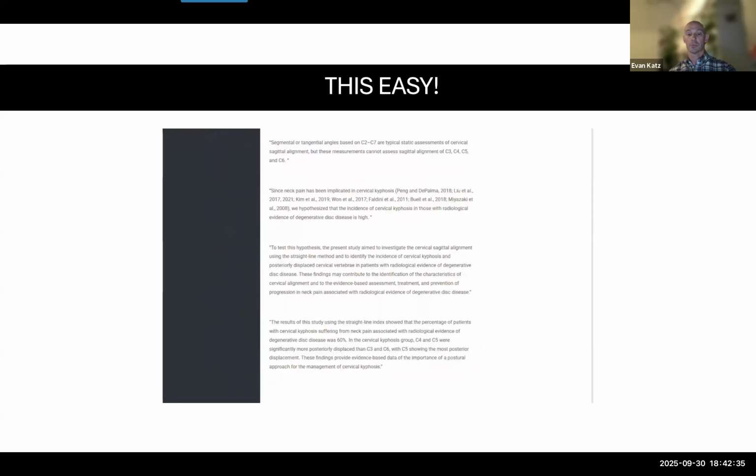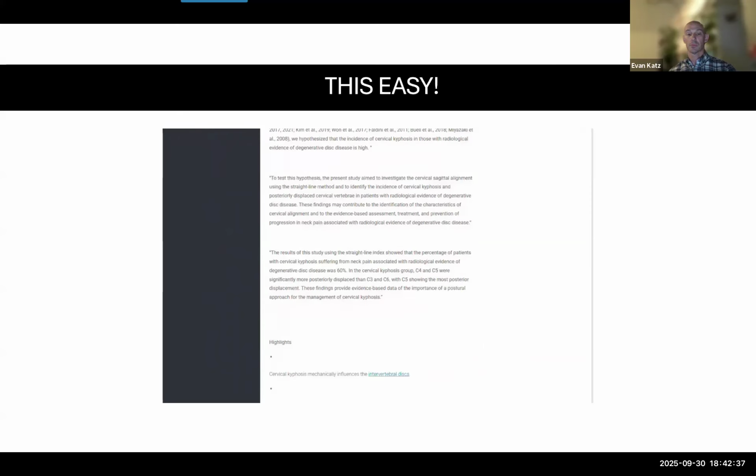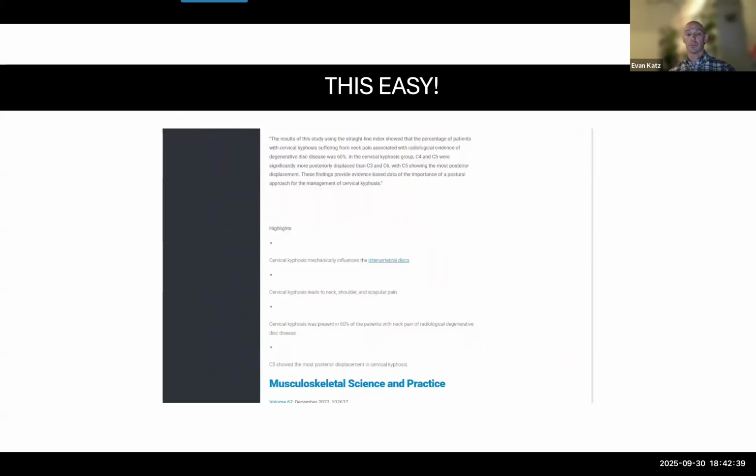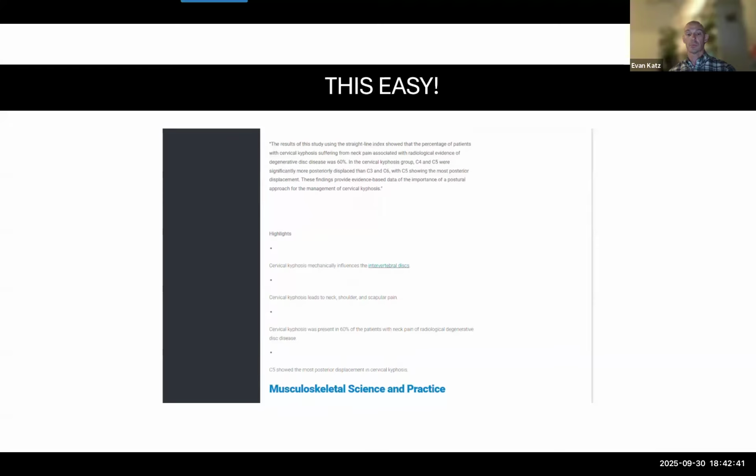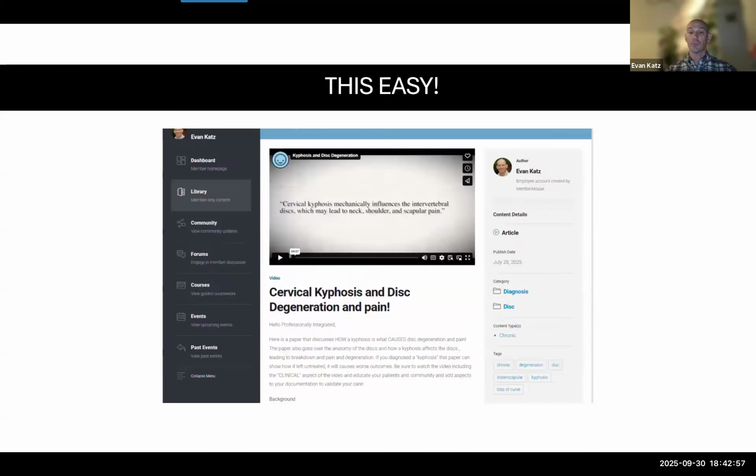Having done so, we show that measurements are normal. And here are some of the highlights. Look what it shows from the Journal of Musculoskeletal Sciences. Cervical kyphosis mechanically influences the intervertebral discs. Kyphosis may lead to neck, shoulder, and scapular pain. And kyphosis was present in 60% of the patients with pain and radiological degenerative disc disease. So your patient, you mentioned they had loss of cervical curve.